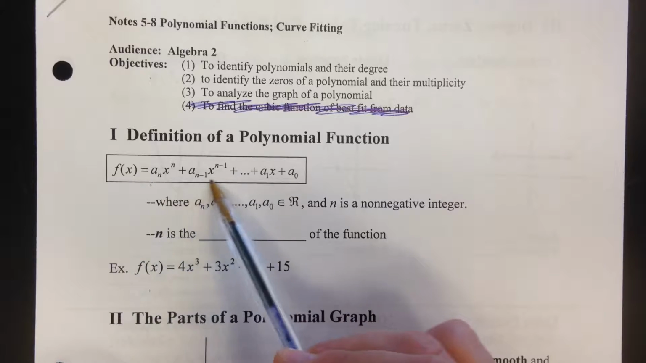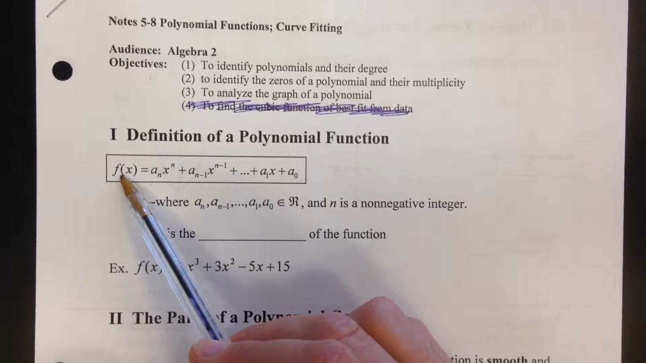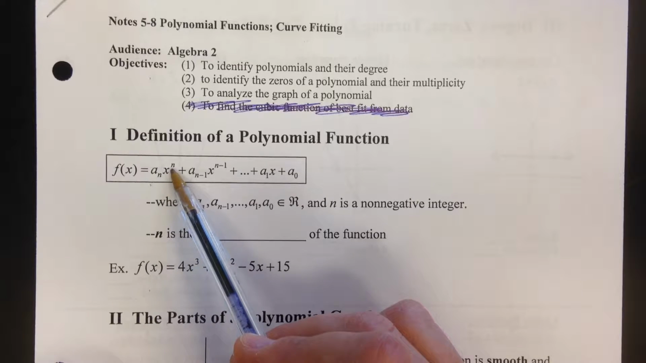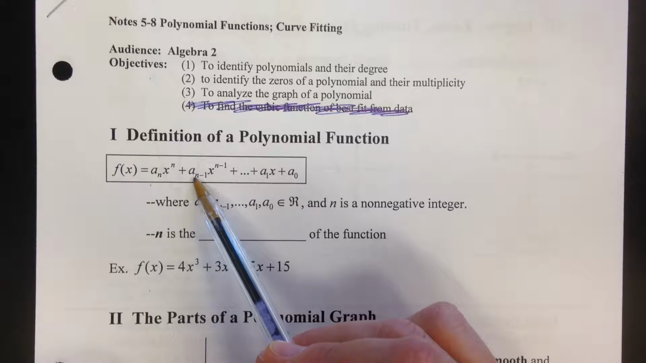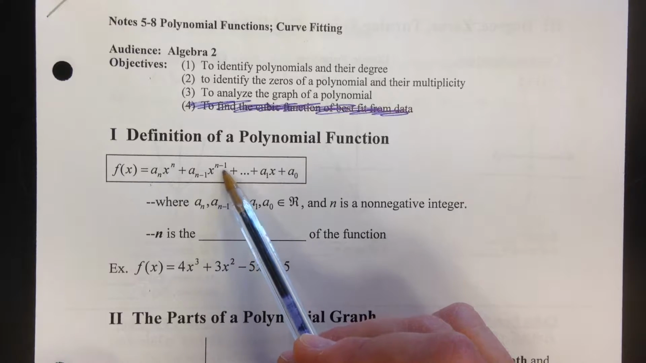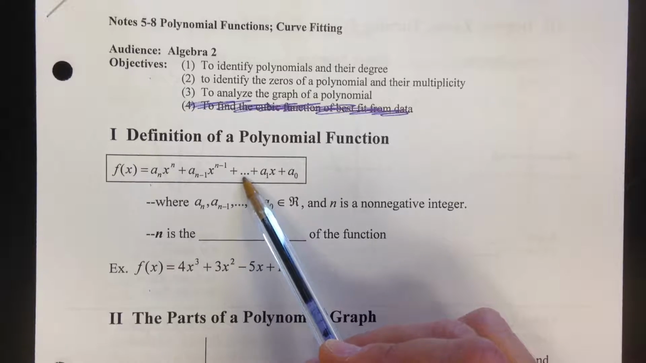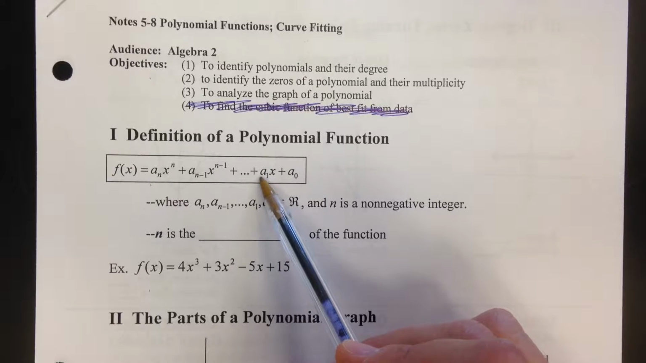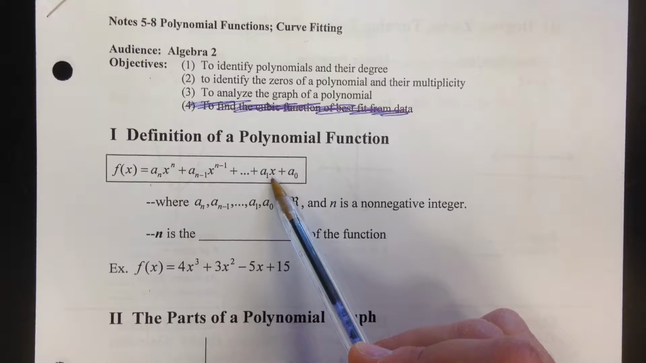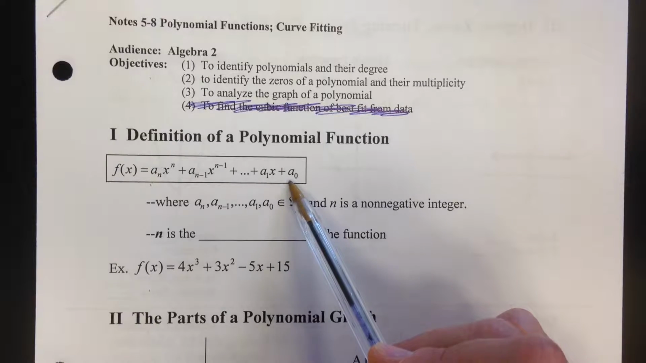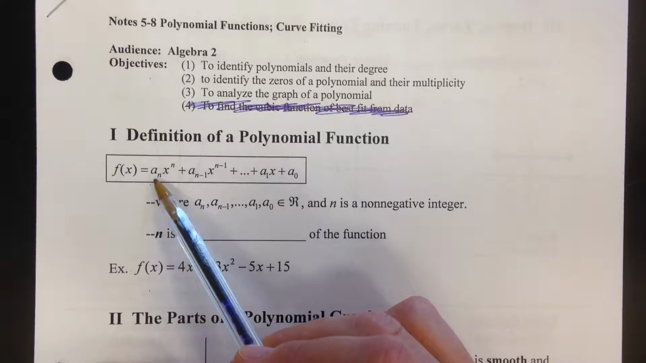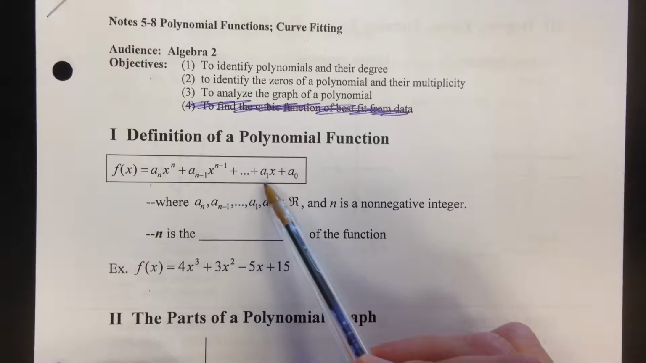Now, symbolically, f of x, so function with respect to x, equals a sub n, x raised to the nth power, plus a sub n minus 1 times x raised to the n minus first power, plus, and it keeps going, so on and so on, until eventually you get to a sub 1 times x plus the last value a sub 0, which is the constant. All right, now it gets confusing with all these a's and n's and all of that.